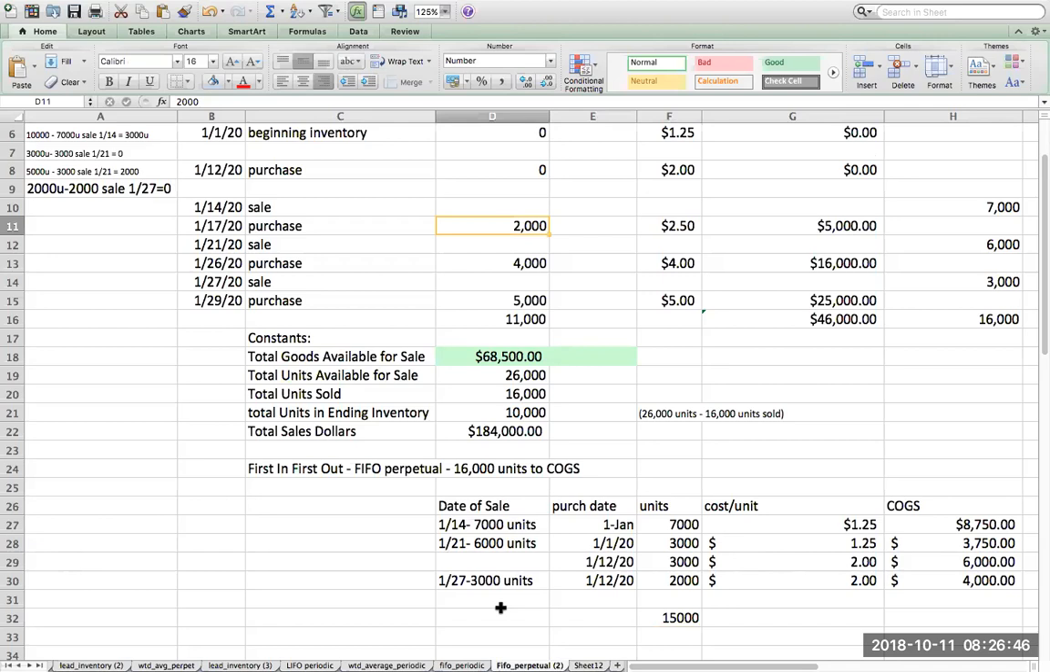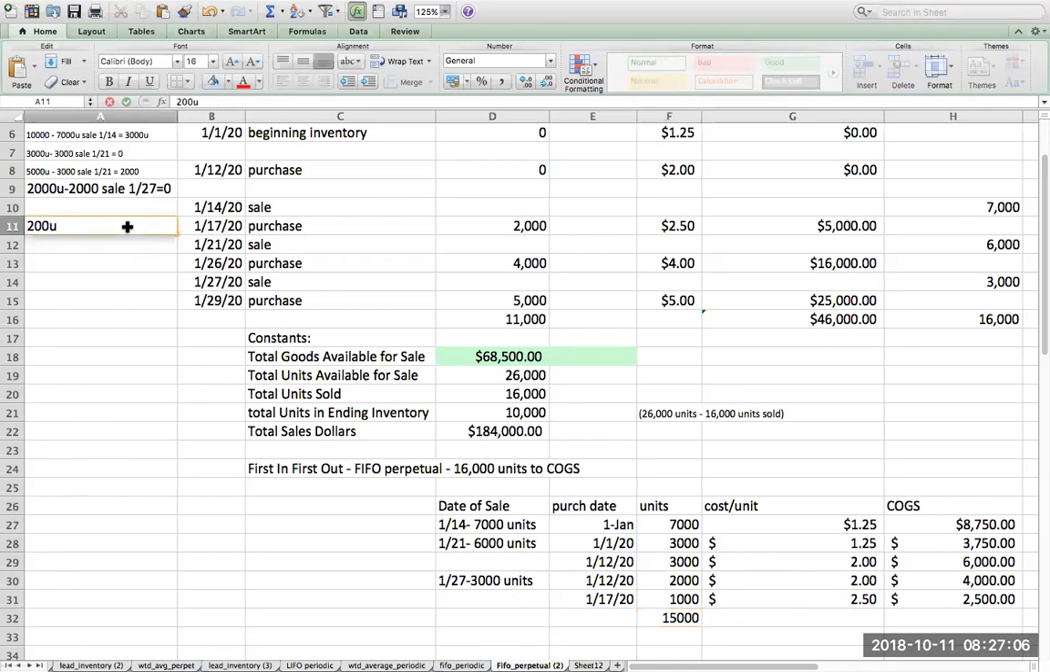So now I'm going to take this here from 1/17/20, 1,000 units. Now I only need 1,000 units here, okay? And this is going to be at 250. So I'm going to pull 2,000 units minus the 1,000 sale from 1/27 equals 1,000 remaining.